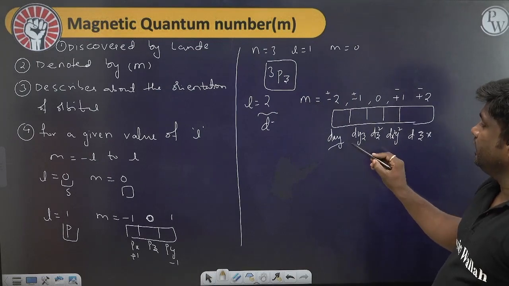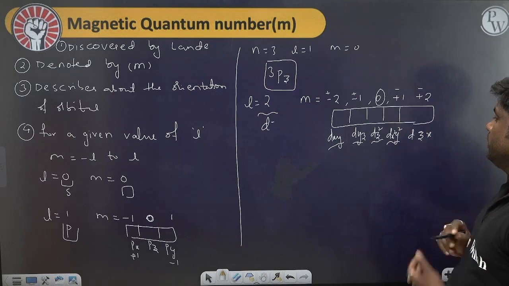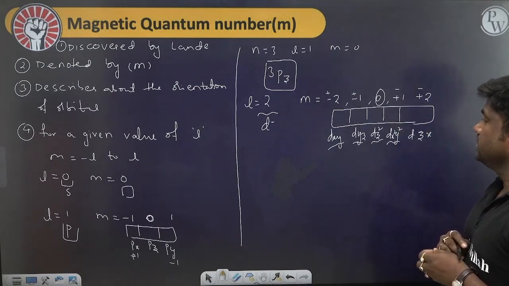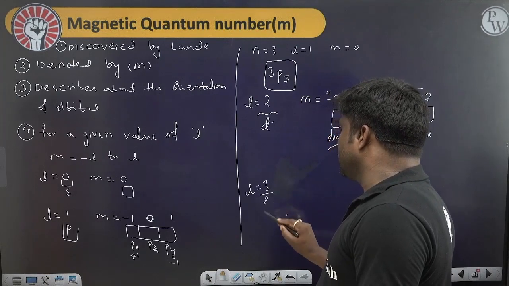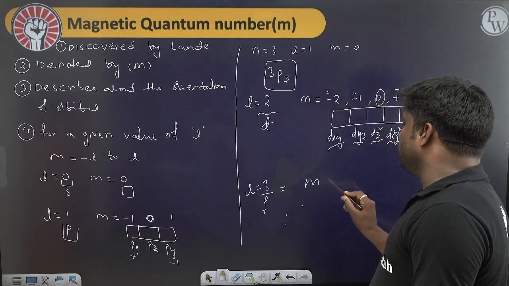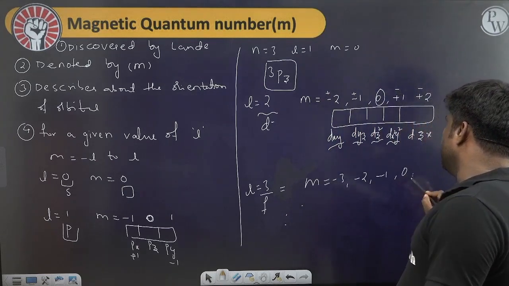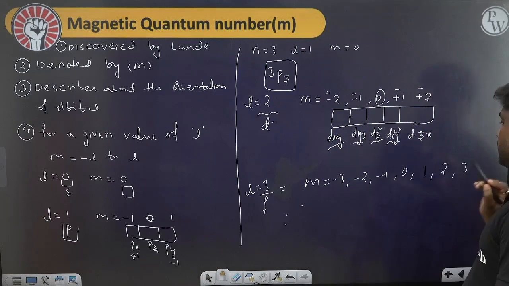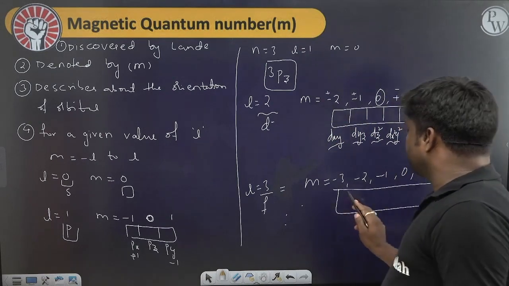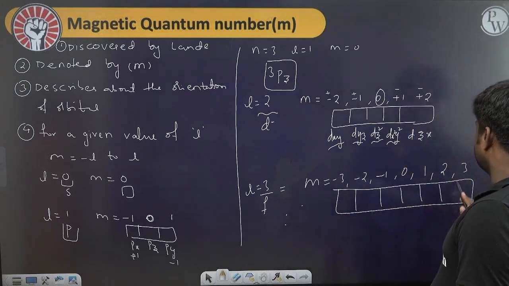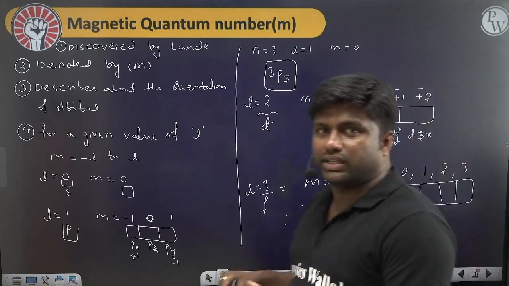Dxy, dyz, dz square. The m value 0 means dz square. This one will be dx square minus y square and dzx. If your l value is 3, what is that subshell? F. The values of m would be minus 3, minus 2, minus 1, 0, 1, 2, 3. So the f subshell has how many orbitals in total? 7. 1, 2, 3, 4, 5, 6, 7. And you don't have their names.